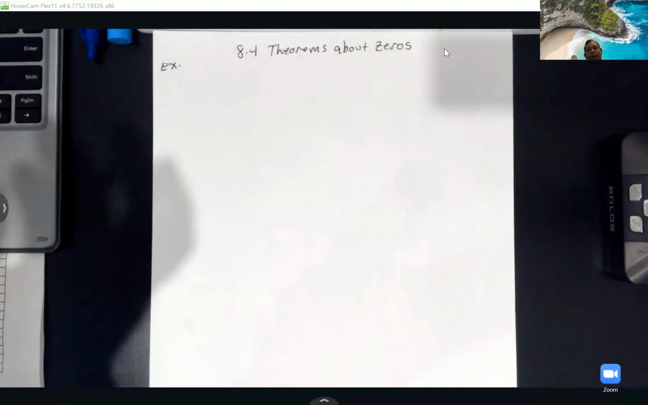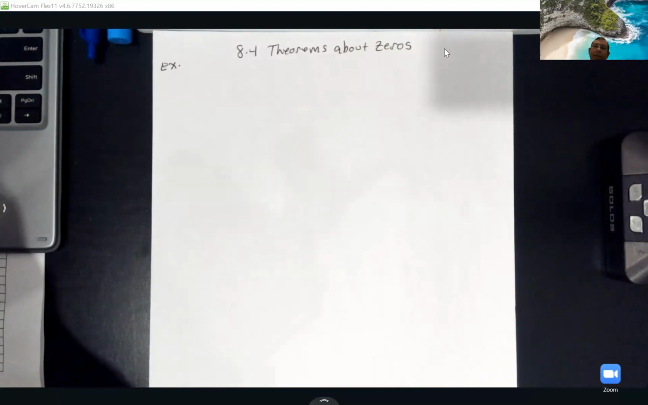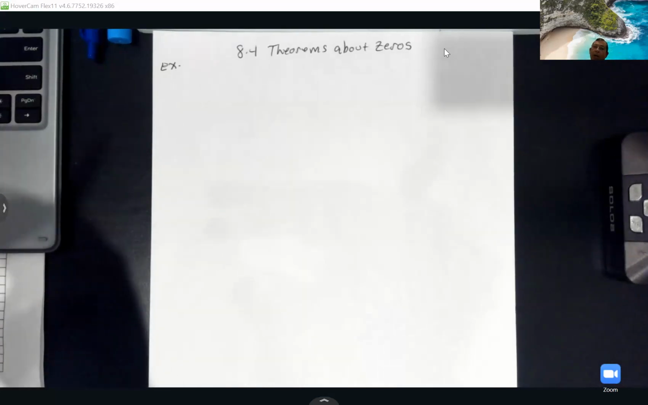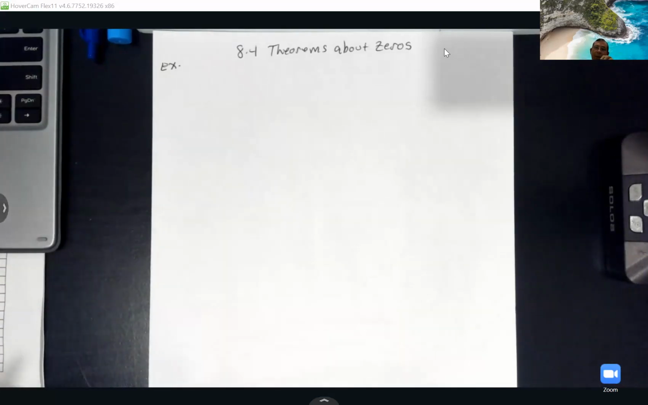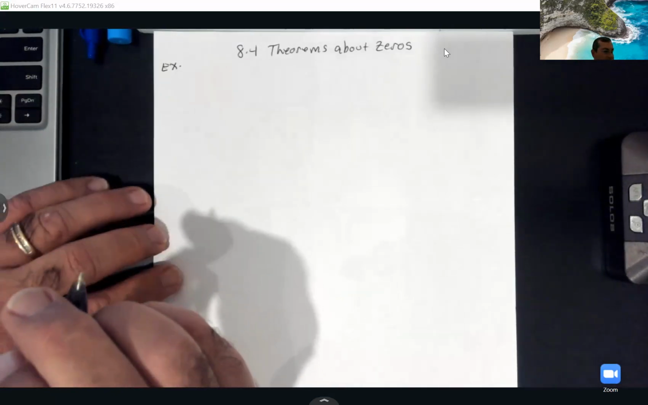So y'all, at the beginning of this section, they're going to give us zeros, and they want us to use them zeros to come up with the polynomial that they would have come from. So what we're going to do is take the zeros and work in reverse until we can get our polynomial. So y'all, let's start this first example.